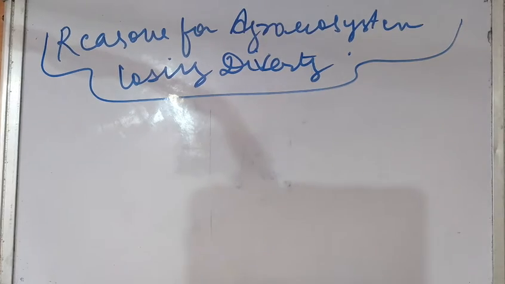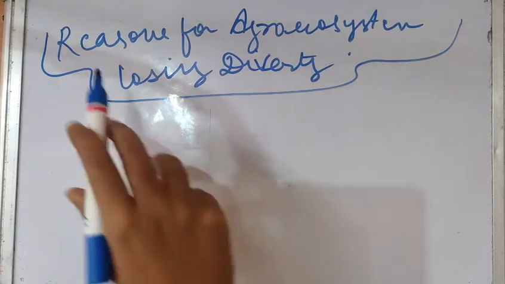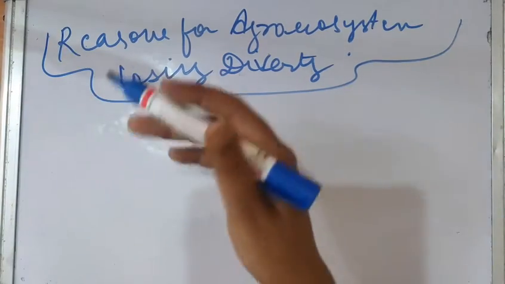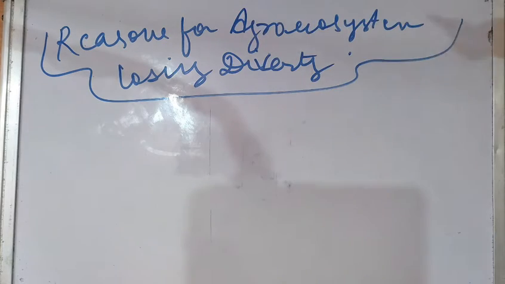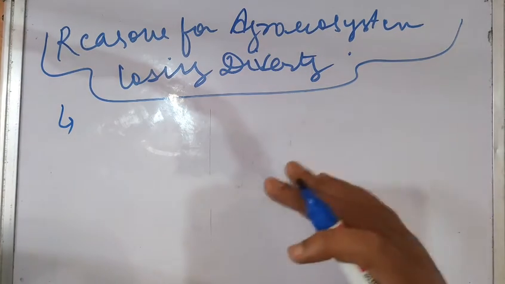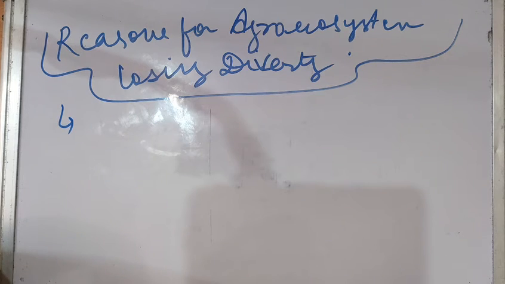So take a page or a copy page where you want to make notes, and in a separate page give a heading and write this. For the next topic, take a separate page, give a heading and write this. This way you will make notes as per the topics, and that will be very helpful at the end of this course. All the questions will come from them. So what are the reasons for agro ecosystem losing diversity?